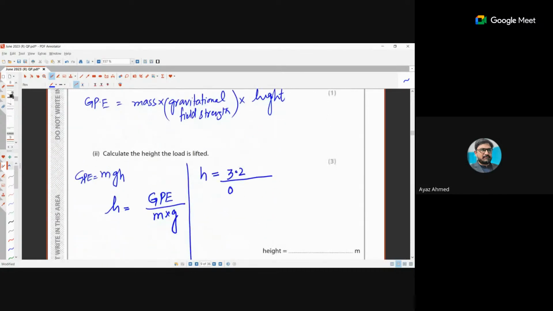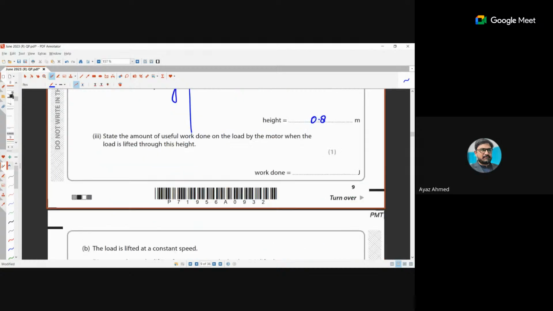So I will use it in kg. So 0.4 kg times 10. As you were instructed to use 10, I'm going to solve it. For the calculator, I will recommend that you use 3.2 divided by 0.4 times 10. So it is 0.8 meter. Okay. So that is 0.8 meter.